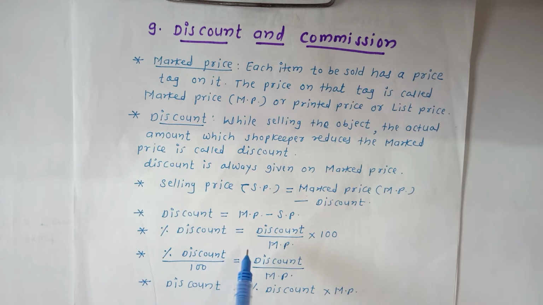Percentage discount is equal to discount upon MP into 100. From this, percentage discount upon 100 is equal to discount upon MP. And the last formula: discount is equal to percentage discount into MP.